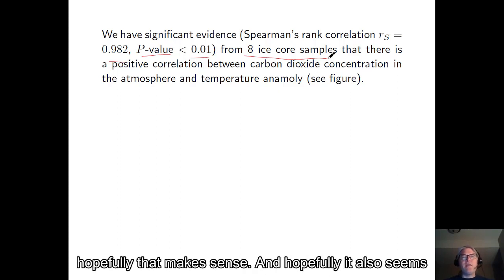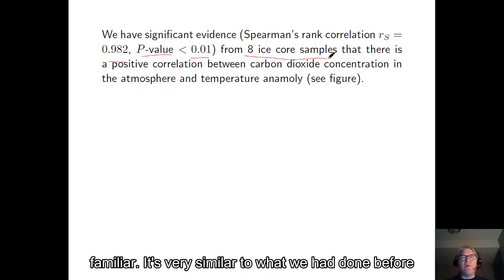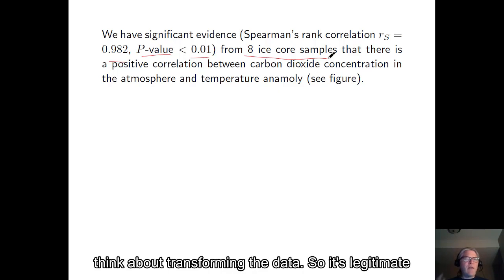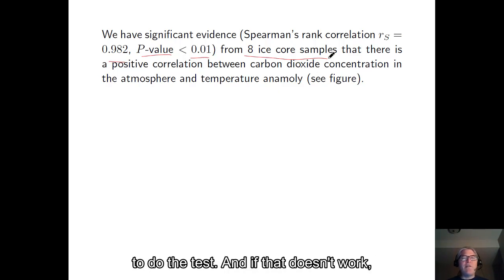So hopefully that makes sense, and hopefully it also seems familiar. It's very similar to what we had done before in Chapter 13 when we had violation of assumptions. We can think about transforming the data so it's legitimate to do the test, and if that doesn't work, we can fall back to a very robust non-parametric approach.